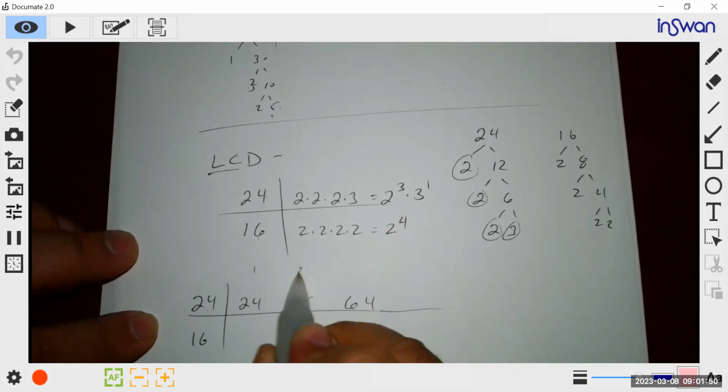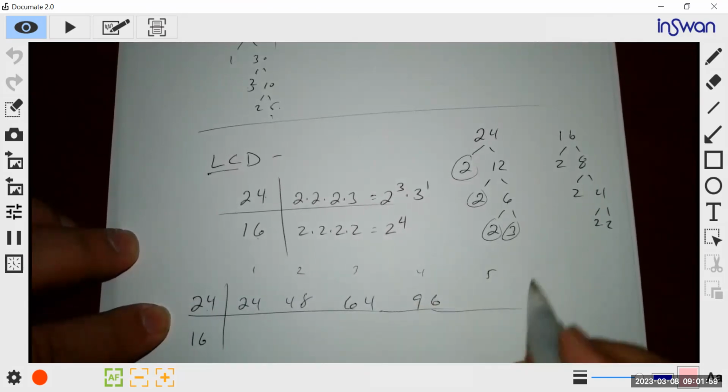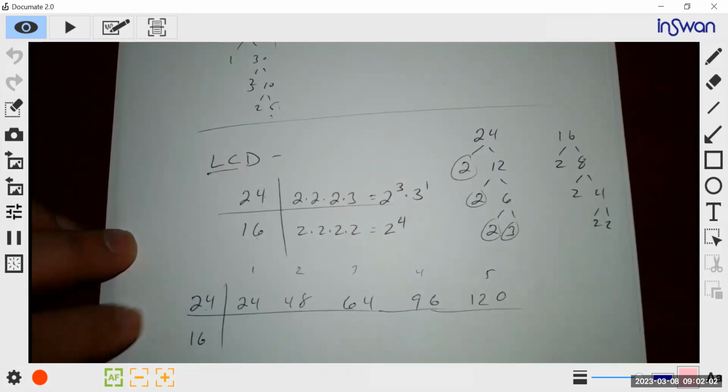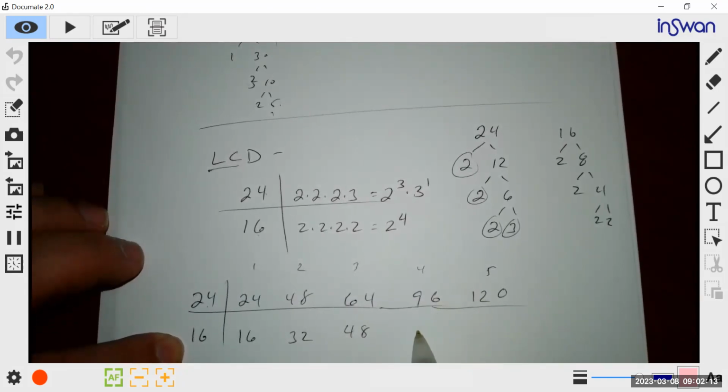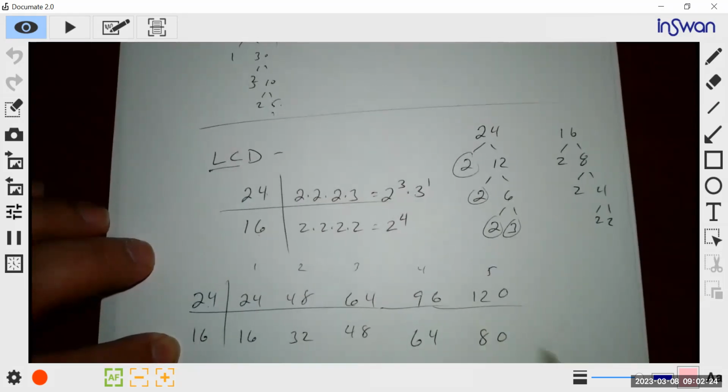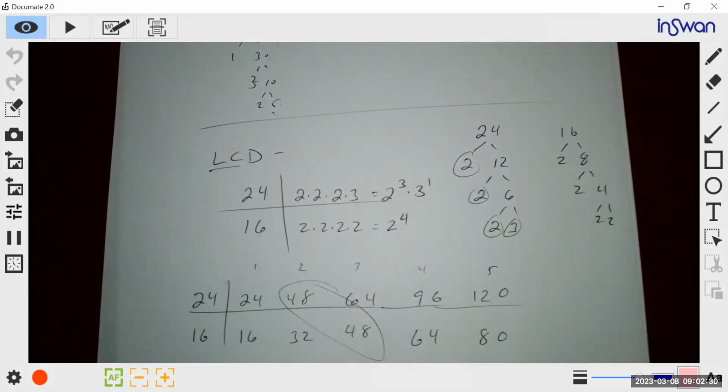So this is 1, 2, 3, 4. 24 times 4 is 96. 24 times 5 is 120. And 16 times 1 is 16. 16 times 2 is 32. 16 times 3 is 48. 16 times 4 is 64. 16 times 5 is 80. Right.